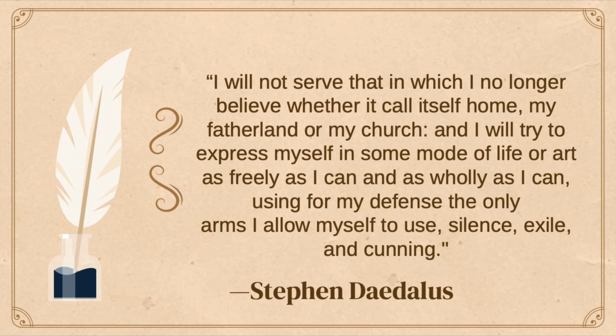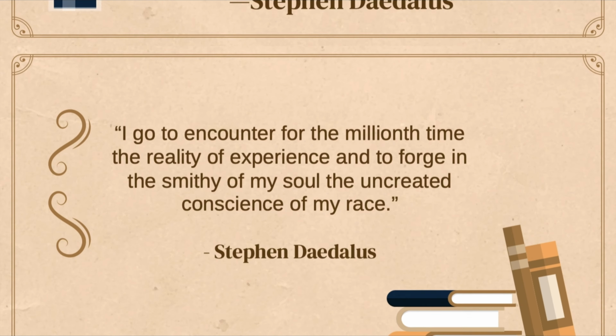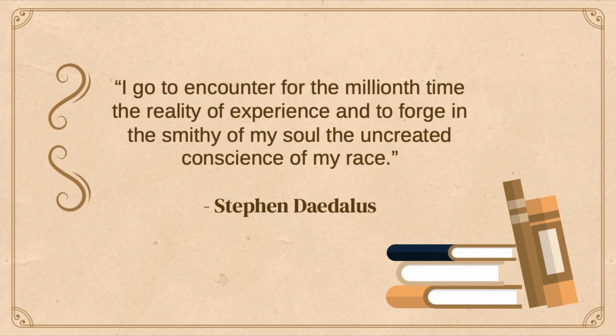And then these are the final lines of the novel, where Stephen says, "I go to encounter for the millionth time the reality of experience, and to forge in the smithy of my soul the uncreated conscience of my race." Now these final lines proclaim Stephen's aim to be an artist for the rest of his life, and to create a work that has never been done before from the smithy of his soul. That means that he strives to be an artist whose consciousness is the essence of his art. Now this is a declaration that could stand as a motto for many of the novelists of Joyce's day.